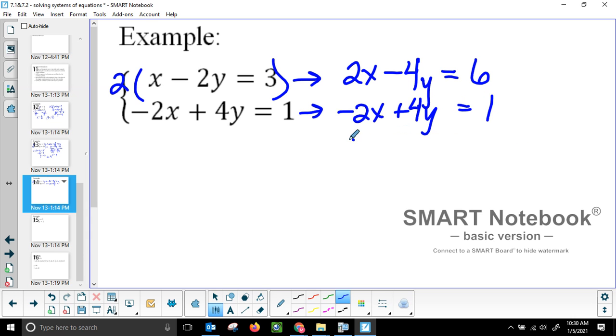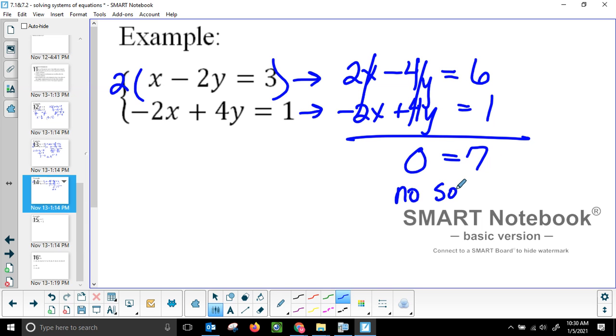So when I go ahead and add these, well, these cancel and these cancel, so that's just 0 is equal to 7. Well, hopefully we're smart enough to know that 0 never equals 7, so that tells us that there is no solution. And that just means that if you were to graph these things, they would never intersect. Well, and when we're talking about lines that never intersect, we're talking about them being parallel lines. So these things would just be parallel lines.